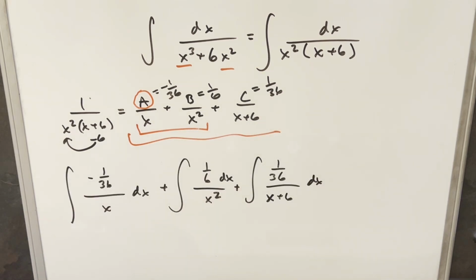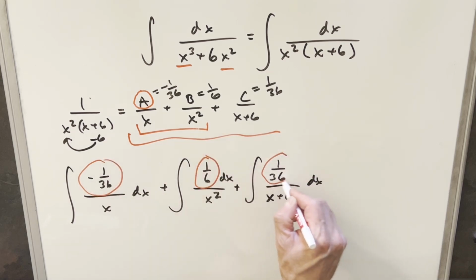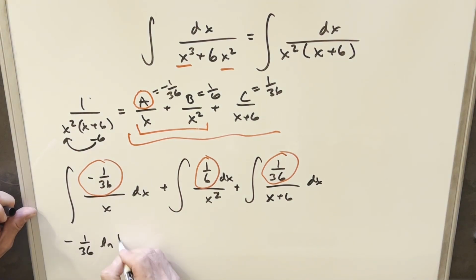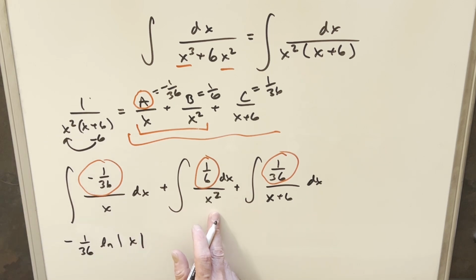Okay, now we're ready to integrate, and just to make it clear, we have our a value here. This was our b value that we found, and this is our c value. So starting with this first one, if I integrate this, I'm going to have minus 1 over 36 natural log absolute value x. Then here, the funny thing is when I did this on paper and I integrated this, I got natural log of x squared. Clearly that's wrong, but let's just do this.